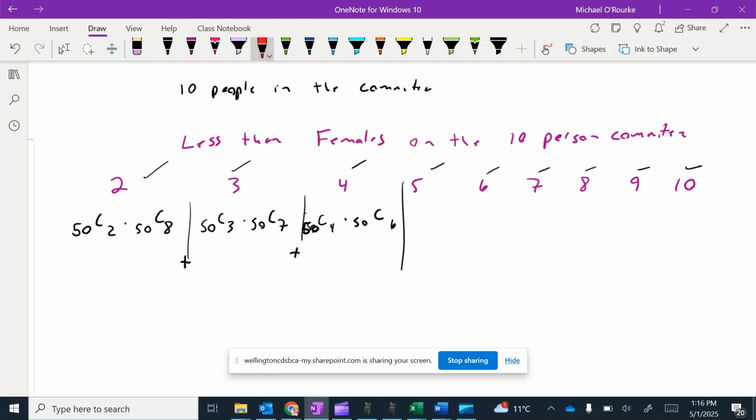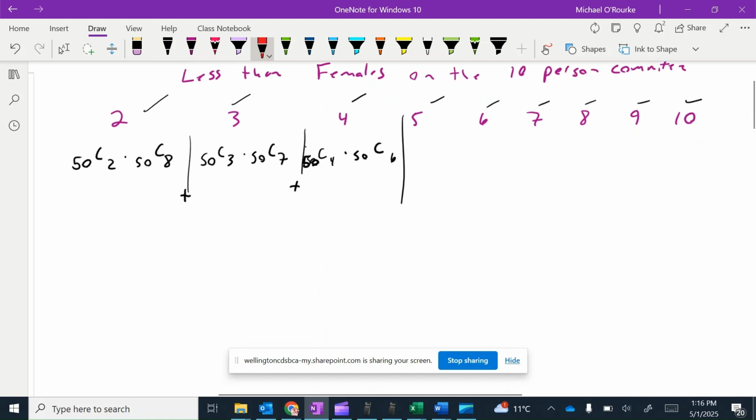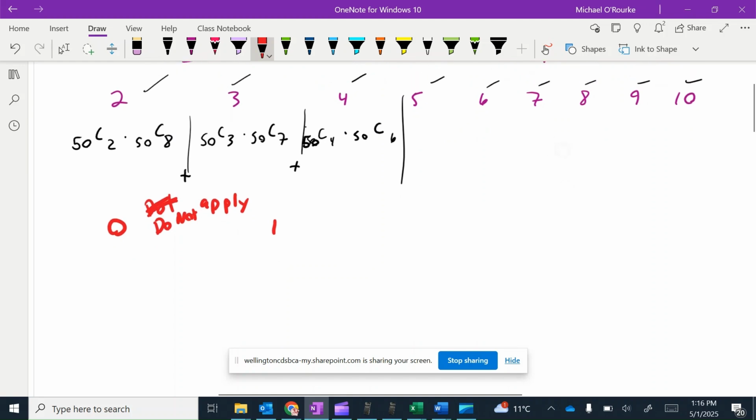Indirect reasoning is looking at the opposite. Well, if it's less than 2 females, that means the only ones that don't apply are 0 females and 1 female. These are the only ones that do not apply. And the way we do indirect is if we did all of our options minus the opposite of what we want, that will give us the rest of it.